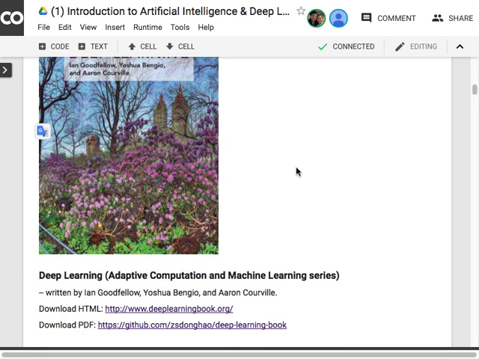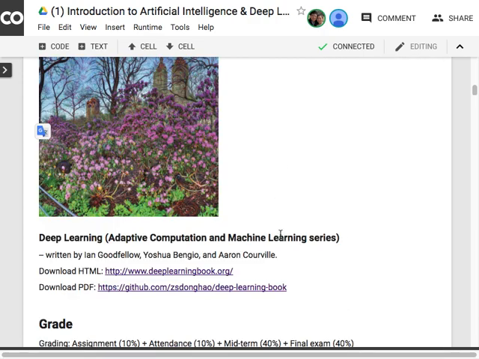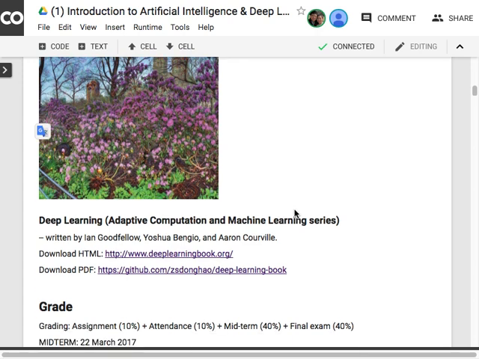And why did I choose this book? Because this book is very good and free. You can get it in the HTML version or PDF version from both links if you wish to. You can run it without losing any cent.